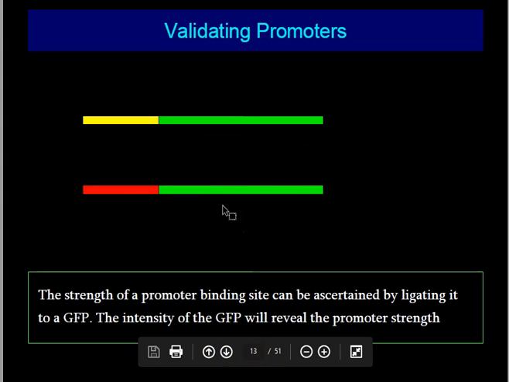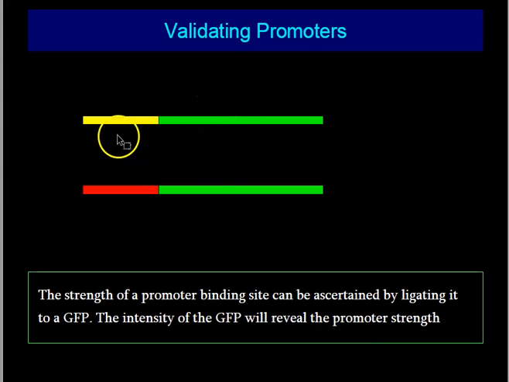Now, promoters can be validated using a green fluorescent protein molecule. So you have a promoter at the 5' end of the gene, and then you fuse it to a green fluorescent protein. And you can assess this promoter by measuring the intensity of the fluorescence in a bacterial culture system. So if you have an intense expression of this gene as indicated by the optical signal, it indicates that the promoter is strong. However, if you have a weak expression of this gene, there is less fluorescence, and this is indicative of a weak promoter.